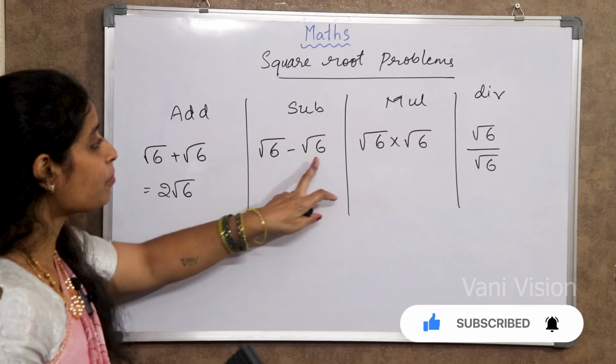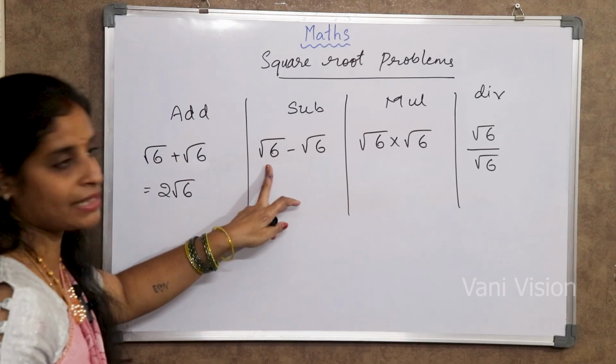See here, root 6 minus root 6 is there. So here 1 root 6 is there.